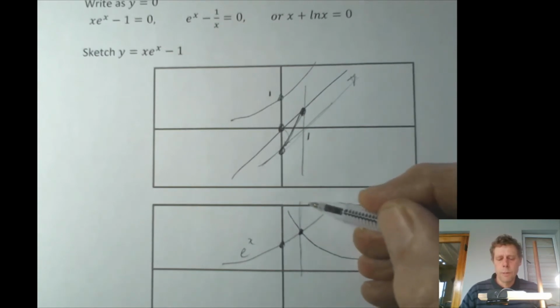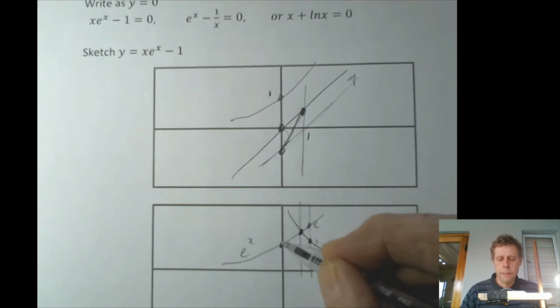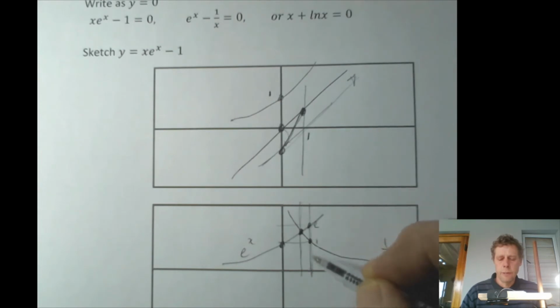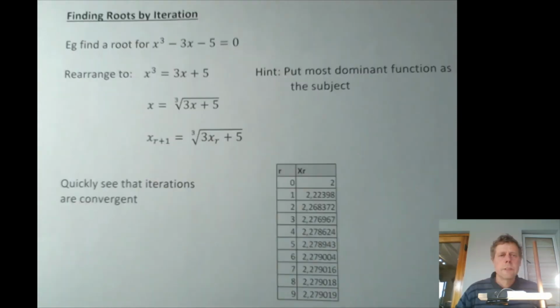If x equals 1, then e to the x is just e, and 1 over 1 is 1. So you can see how at this point the e to the x is bigger at 1. So the root is lying somewhere between 0 and 1. Now you can do your decimal search, because you know there's a sign change in that interval between 0 and 1. So the decimal search method is one numerical method.